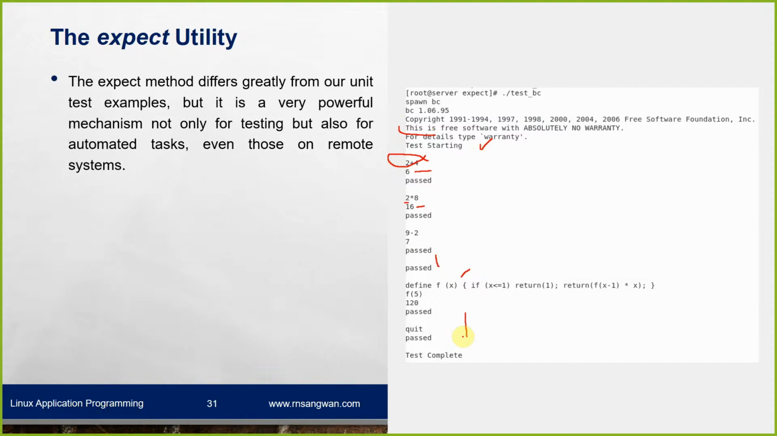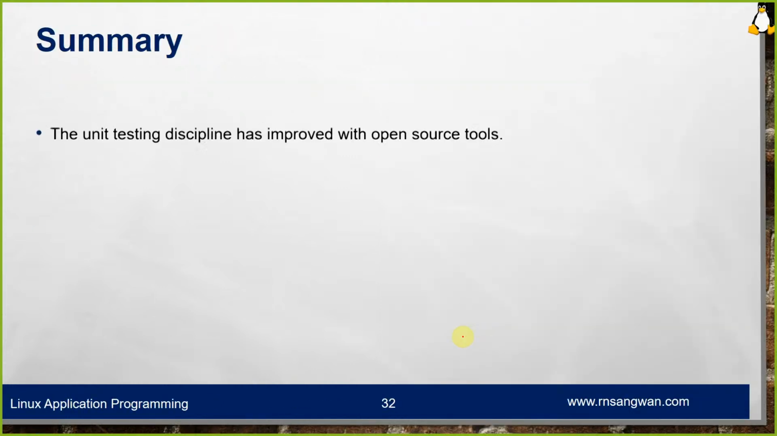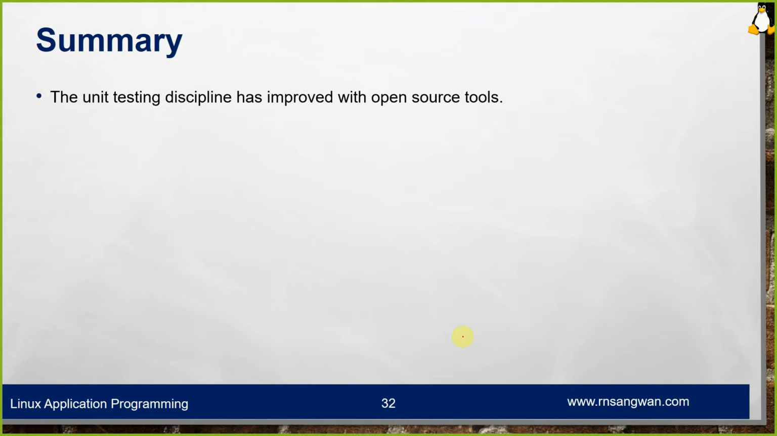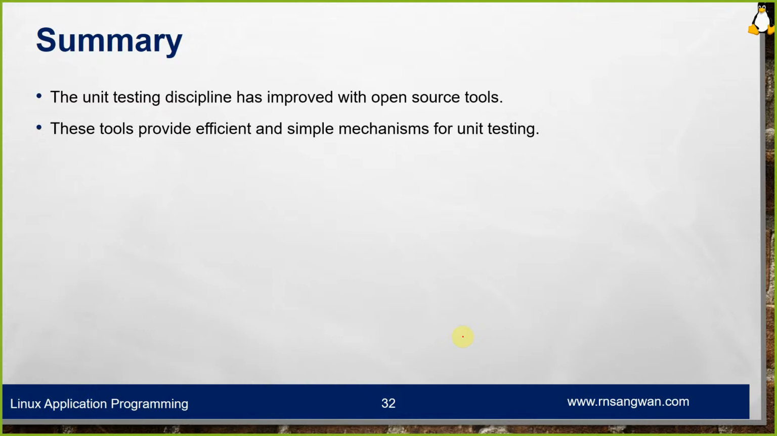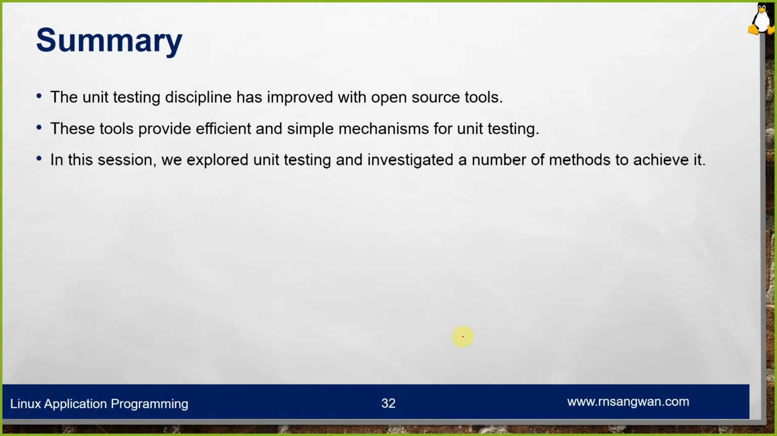The expect method differs greatly from our unit test examples, but still it's a very powerful mechanism, not only for testing but also for automated tasks, even those on remote systems. So the summary of this lecture, what we have understood: the unit testing discipline has improved with open source tools. These tools provide efficient and simple mechanisms for unit testing. In this session, we explored the unit testing concept and investigated some of the methods like CUnit, embedded unit testing, and expect, and brew your own, even writing from scratch.